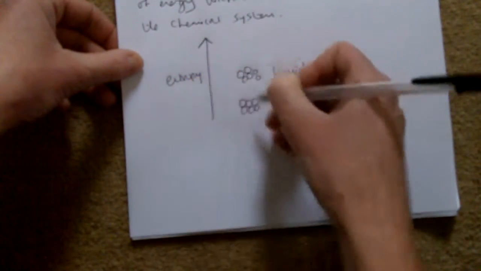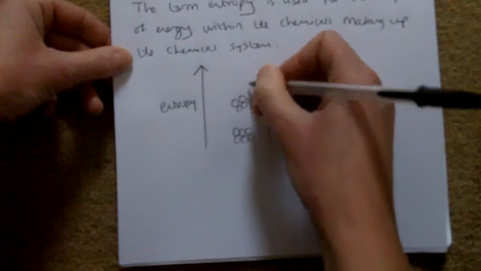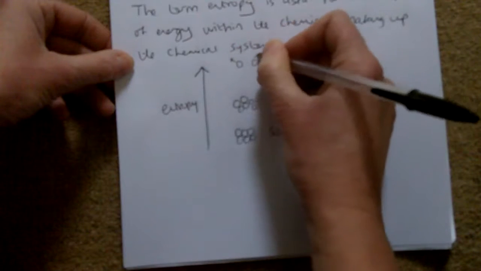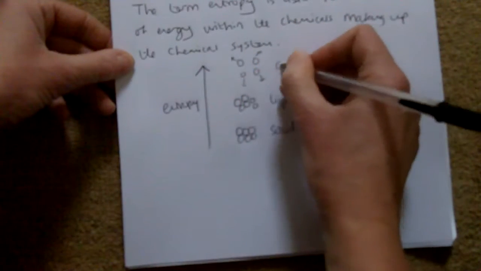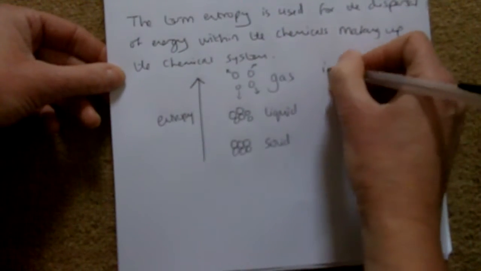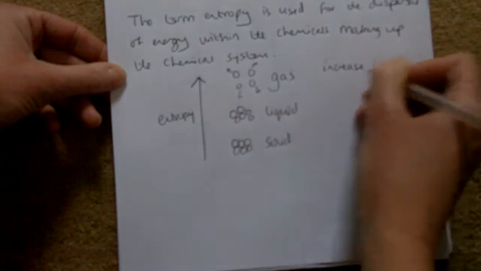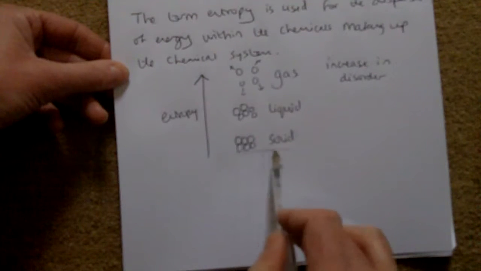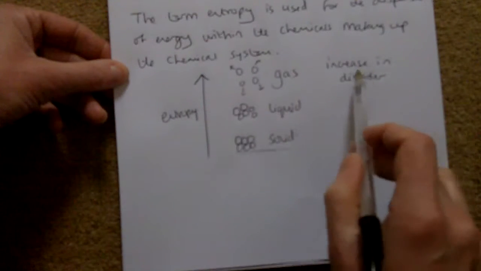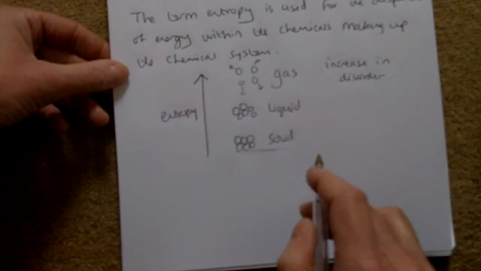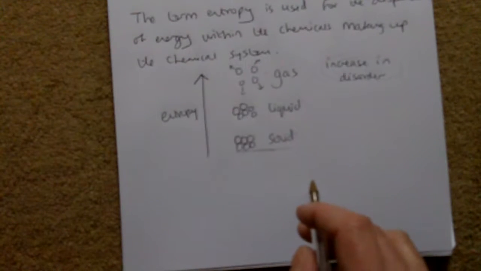And then when you move to the gaseous state, there's a large increase in entropy. In the gaseous state the particles are moving around and they're spread out, yeah? So that's an increase in entropy, an increase in disorder. So low entropy going up to high entropy. High entropy is an increase in disorder.